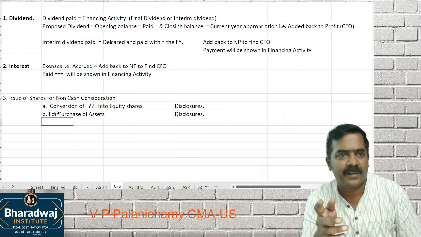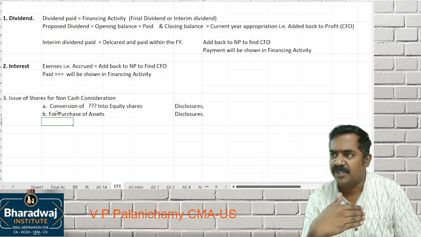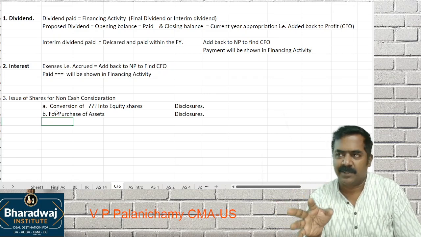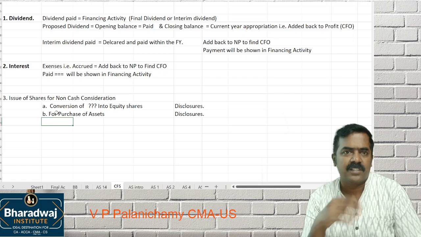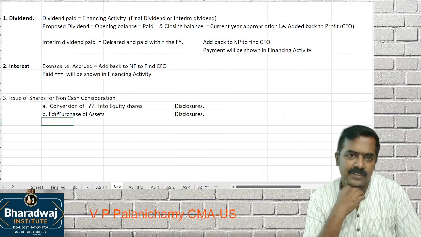Do you pay money for buying the asset? No. Are you getting cash for the issue of shares? No. No cash flow takes place. It's called as non-cash item. Those things require which one? Disclosures.